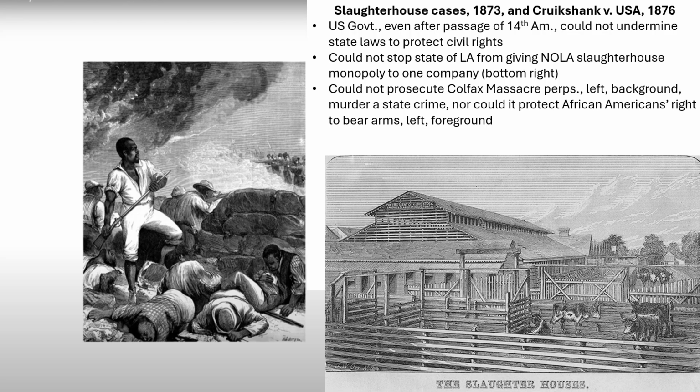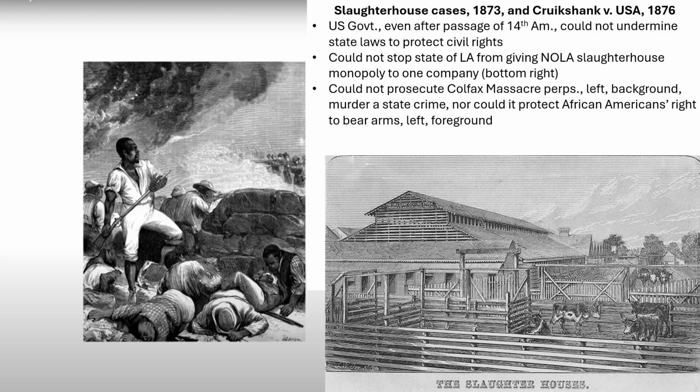So this case is not directly related to Reconstruction, but it sets a judicial precedent that limits the power of the U.S. government to do things like enforcing Reconstruction laws. So the slaughterhouse cases, it's about slaughterhouses, but it does kind of tie the hands of the U.S. government.